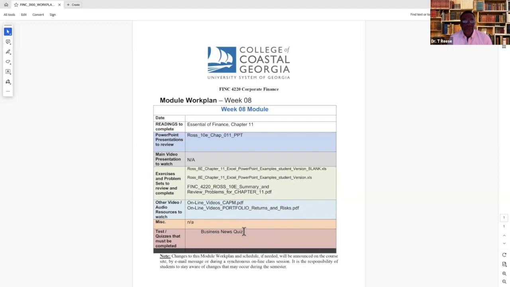Last but not least, you'll have a business news quiz to do. So that is the work plan for the week. Before we leave, I want to take a minute and show you this Excel workbook that I want you all to use. So again, this Excel workbook, Ross 8E Chapter 11 Excel PowerPoint Example Student Version Blank. I'm going to switch over to that now.